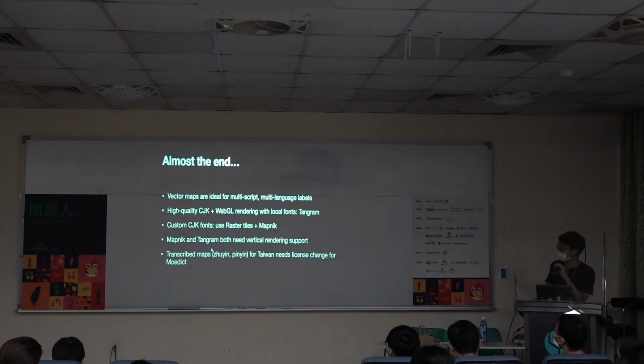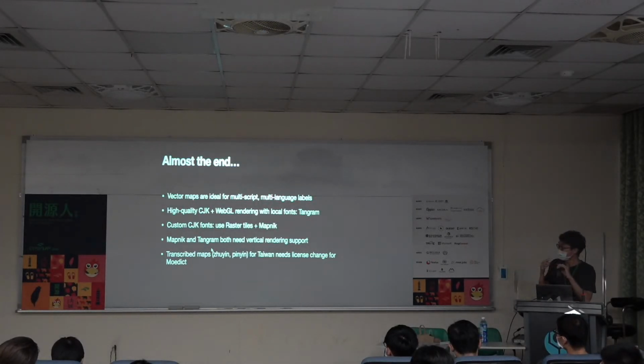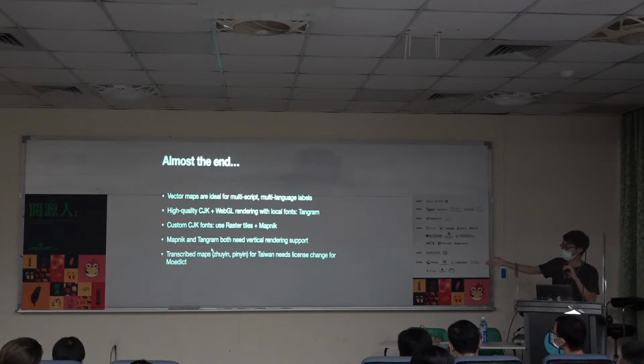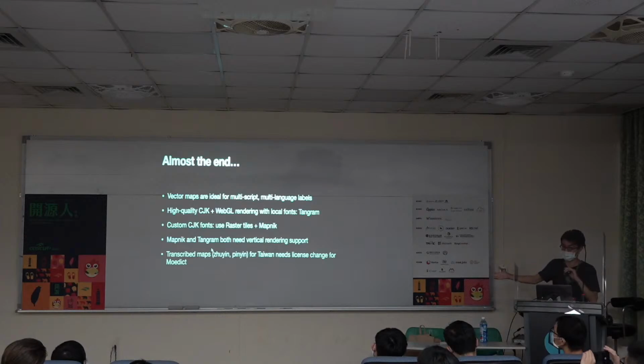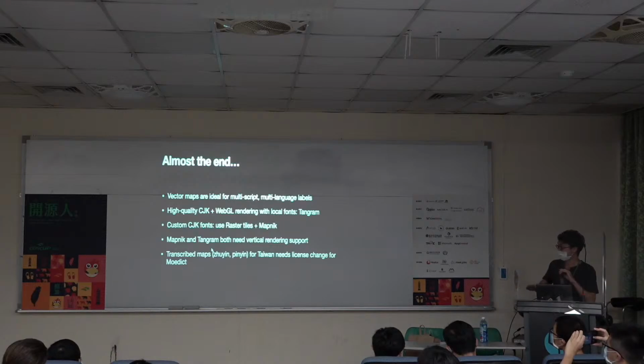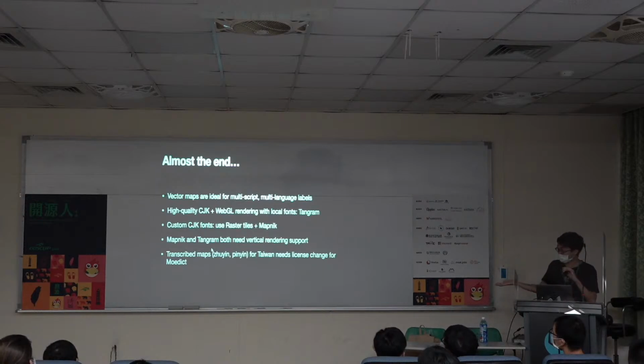So, second to last slide. Okay, just as a summary of everything I've talked about: vector map tiles are ideal for multi-script, multi-language labels. If you need high-quality CJK rendering in WebGL, and you're limited to local fonts only, you should check out Tangram. If you have custom CJK fonts, raster tiles are still a good solution, and we should work more on making CJK work well in Mapnik with things like vertical rendering support. And these transcribed maps I've been talking about might need some kind of license change in Mengdian.